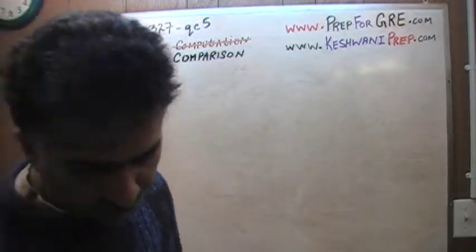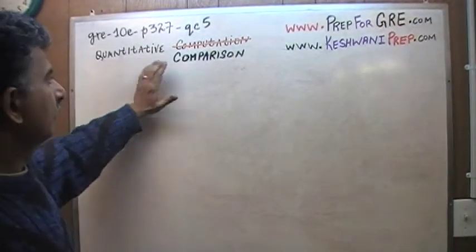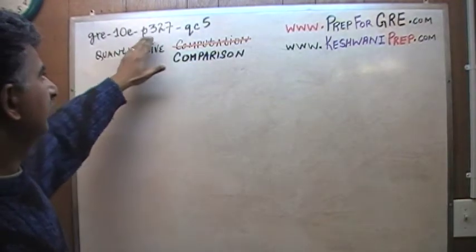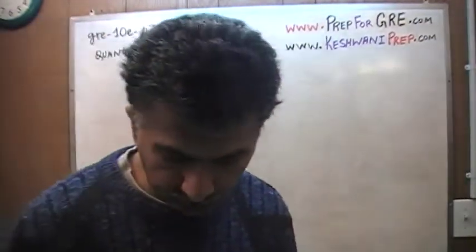The problem that I'm about to solve is the one that you're going to find on page number 327, Quantitative Comparison Question, number 5, hence the QC, number 5. 10th edition, page 327. Let's take a look at it.